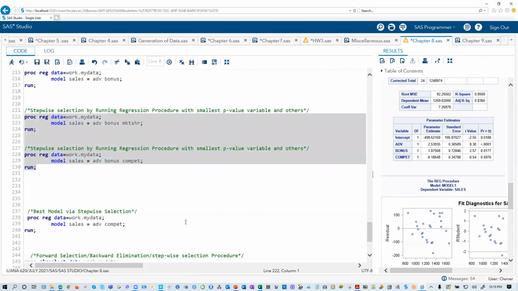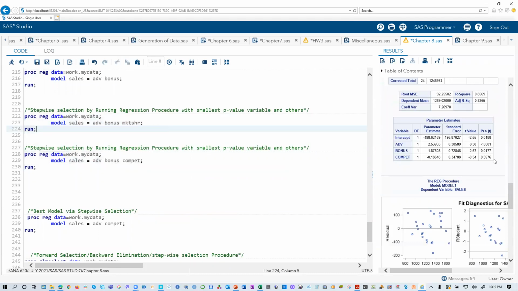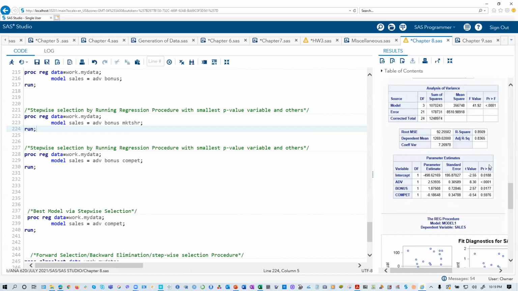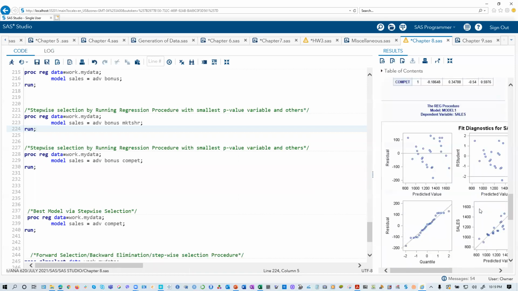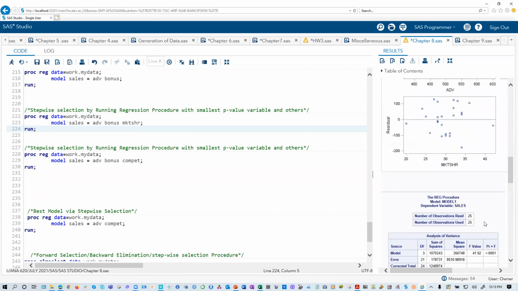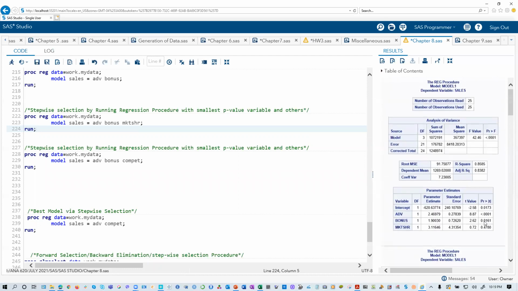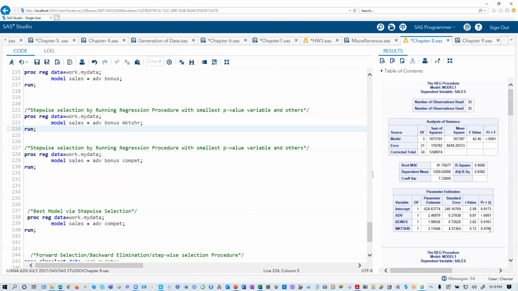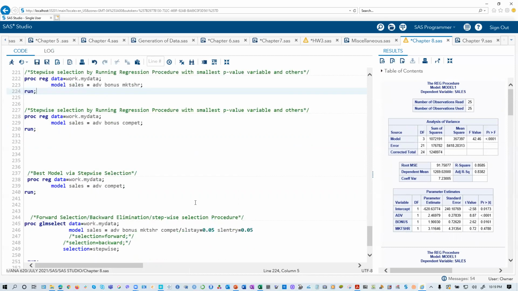The one with the highest P value, the least significant, the insignificant one. This one, competition, is 0.5, which is higher than market share. Sorry, market share is 0.4. So we're going to take that out.